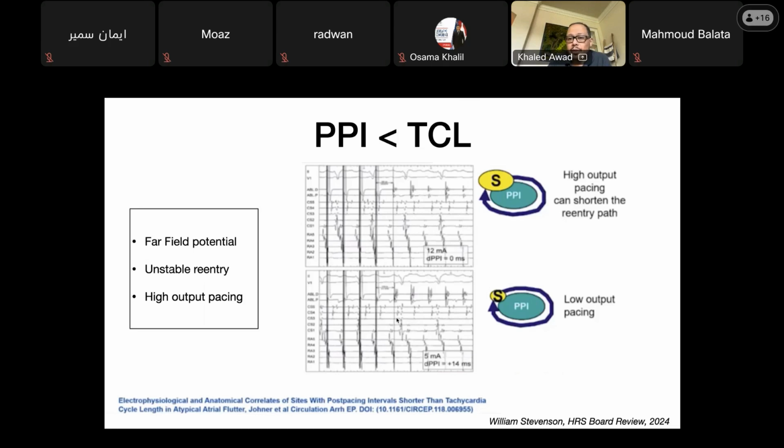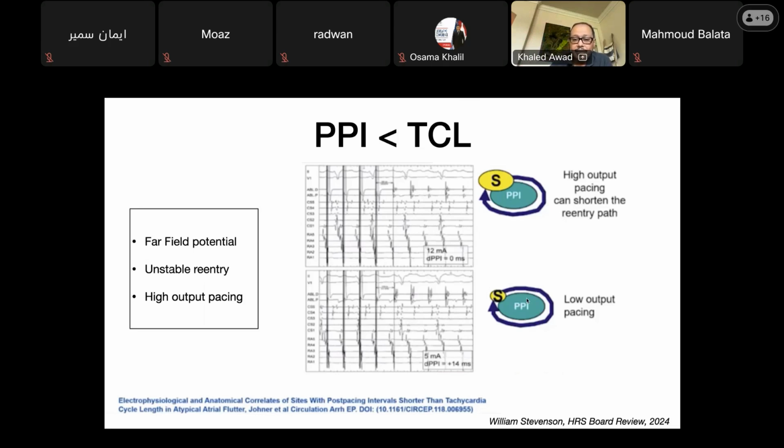Or you could be doing high output pacing. So if you have virtual electrode, if you up the output on your stimulator, you are going to capture a whole lot more tissue. So you're essentially measuring return to a spot that is far away from where the tip of your catheter is, and so you could get a shorter PPI.